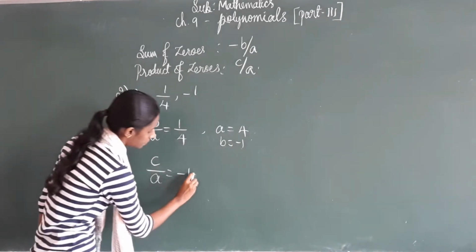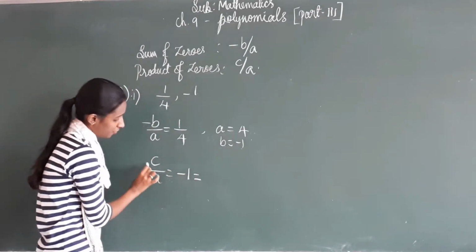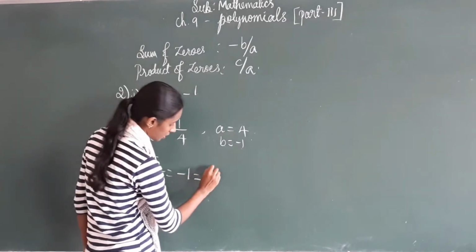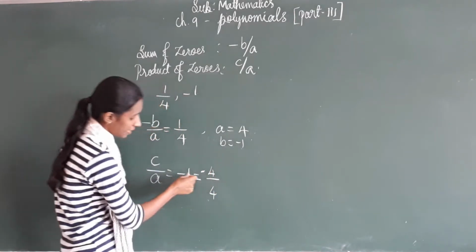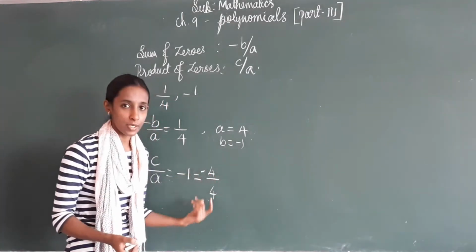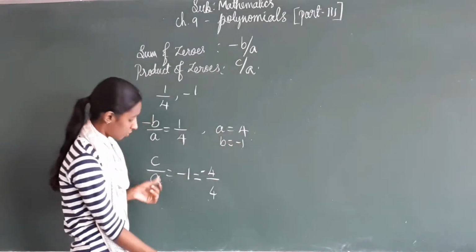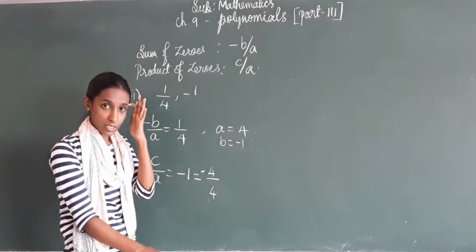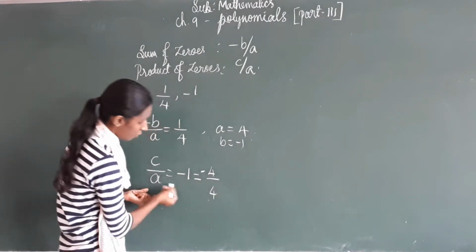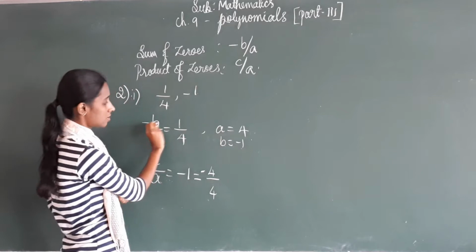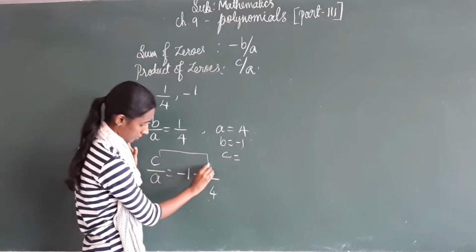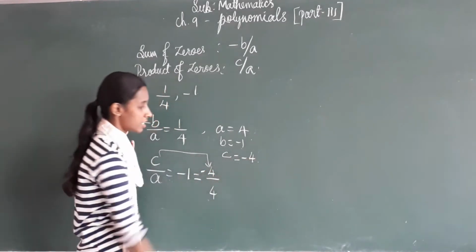But here, c by a, if you equate, do you have anything in the denominator? It will not match with this, isn't it? So minus 1 can be written as, can I write minus 1 as minus 4 by 4? Why only 4? Why not other numbers? Because here you have a is equal to 4. So minus 4 by 4 is nothing but minus 1 only. So from this, a is equal to 4, b is minus 1, and c is equal to minus 4. Hope it is clear to you.